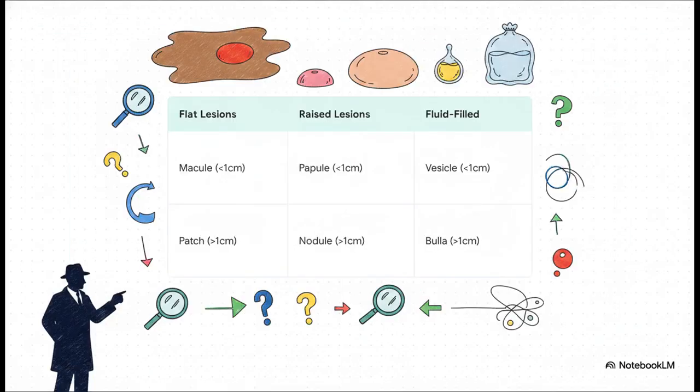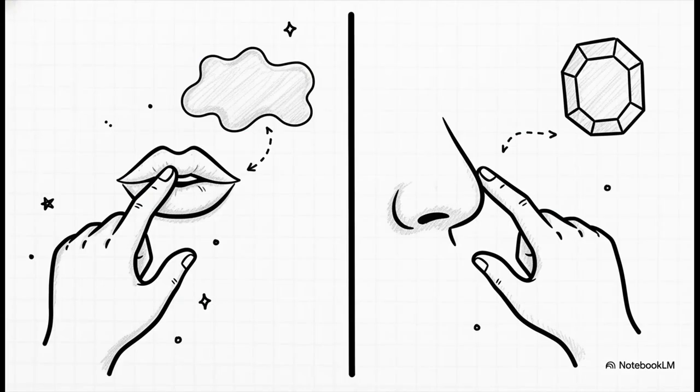Look how perfectly this categorizes the physical geometry of these lesions. If it's flat and under a centimeter, it's a macule. Bigger than that, it's a patch. If it's raised and solid, under a centimeter is a papule, larger is a nodule. And if it's fluid-filled, a tiny one is a vesicle, and a larger one's a bulla. Memorizing this grid is basically how the medical detective organizes the crime scene. Figure out if you're dealing with a papule or a vesicle, and boom, you've just eliminated half the diseases in the book.